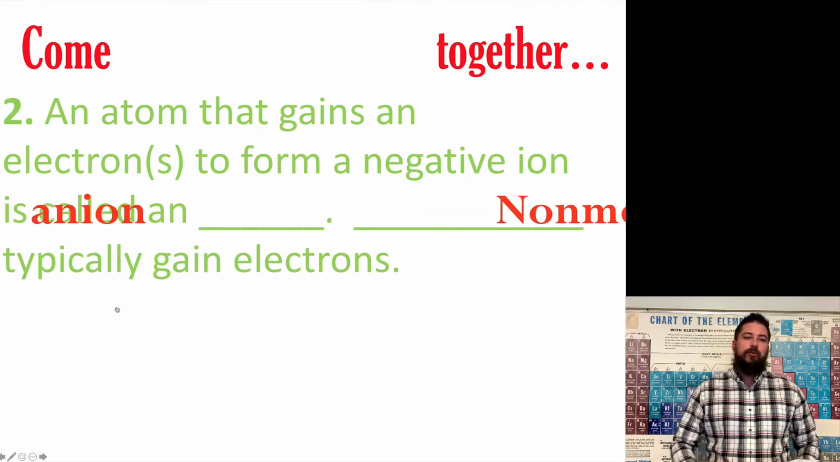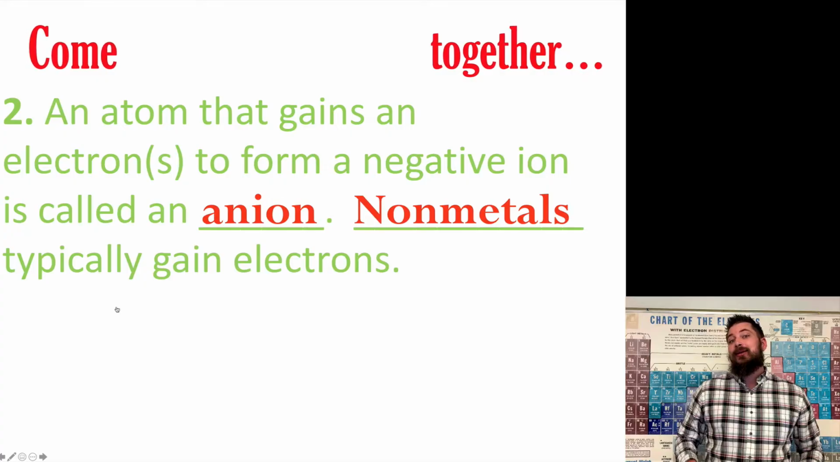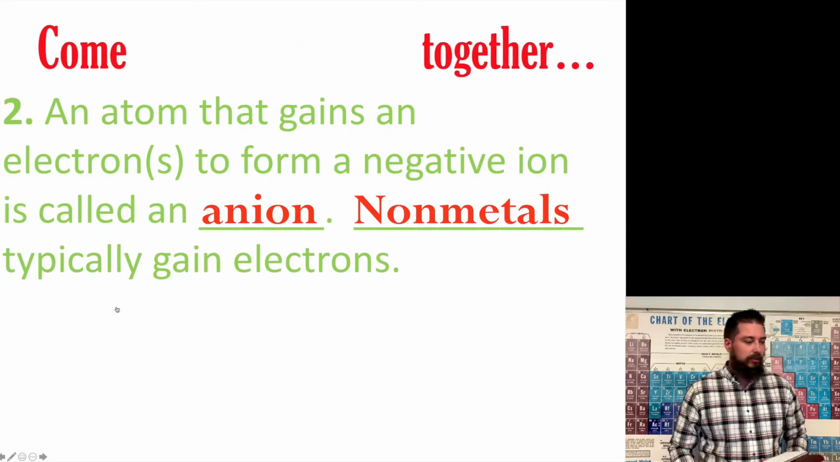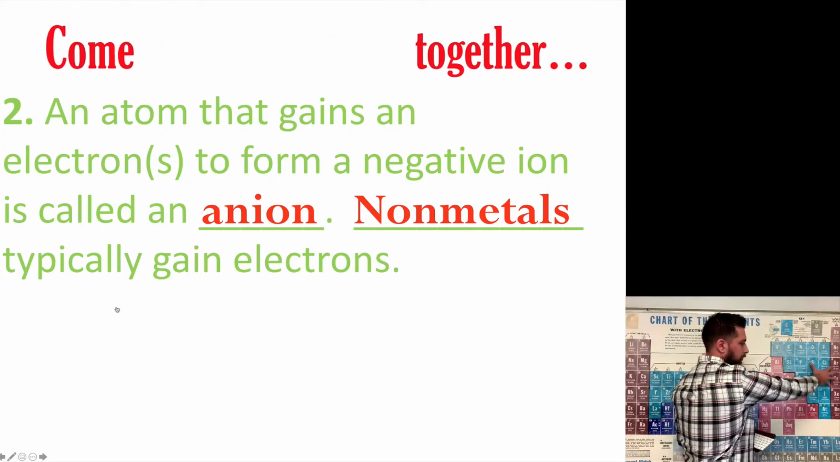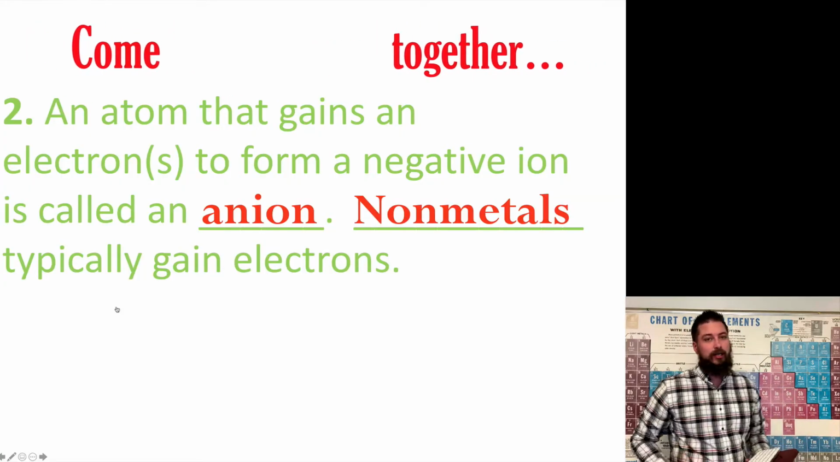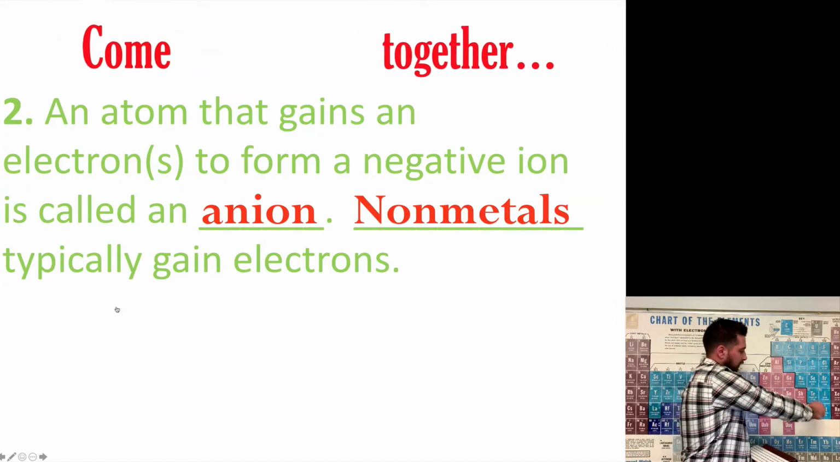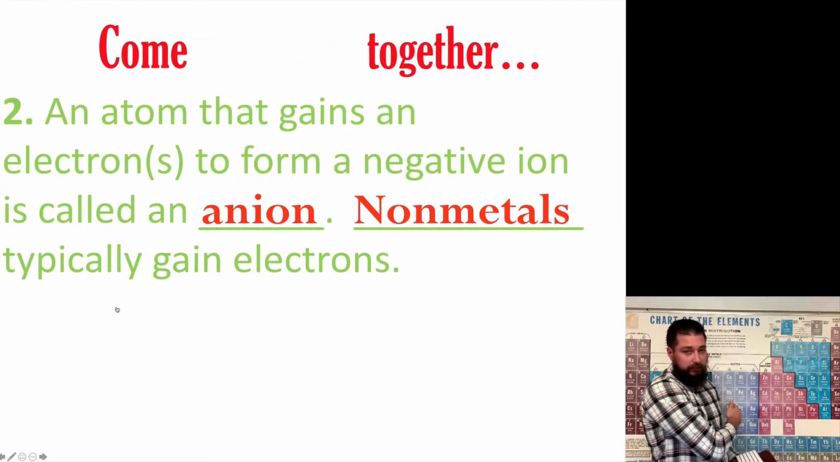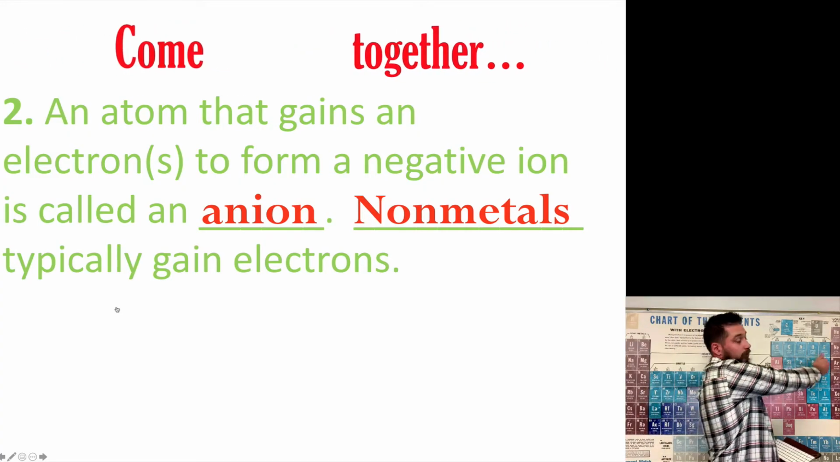An atom that will gain electrons is called an anion. It's a negative ion, and non-metals tend to gain electrons, and those tend to form anions. This staircase here will divide those elements that tend to lose electrons from those elements that tend to gain electrons.